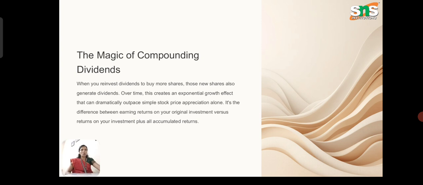Next one is the magic of compounding dividend. When the dividend is used to buy more shares, those new shares also generate dividends over time. It creates an exponential growth effect that can outperform simple stock price appreciation alone. If the dividend is reinvested, the earnings return on your original investment pools all accumulated returns.